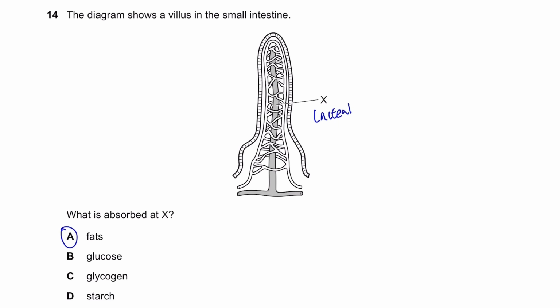Well, to go through the other parts of the diagram, the outer part is the epithelium cells. They have microvilli to increase surface area for absorption. And these are the blood vessels, which are blood capillaries. Glucose and amino acids are absorbed from these parts.